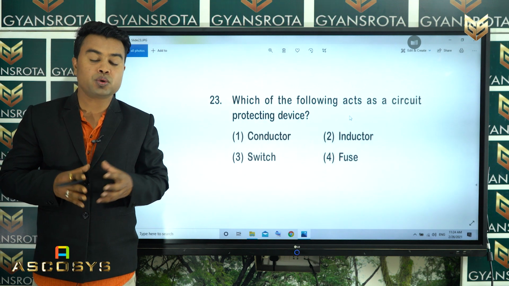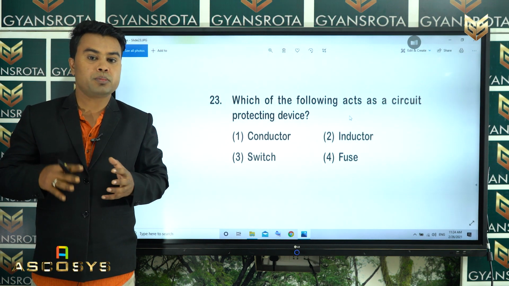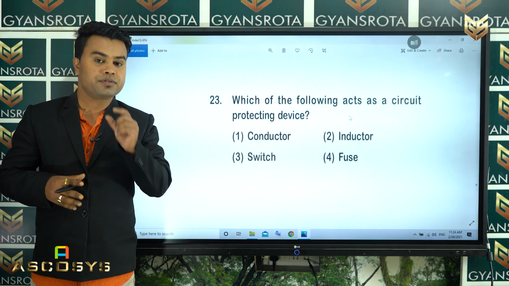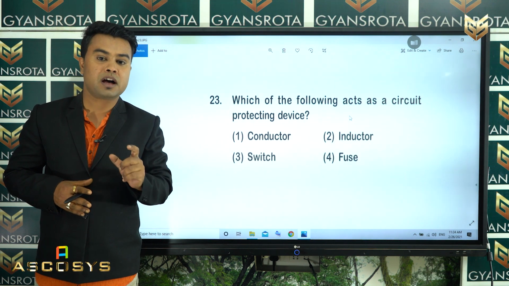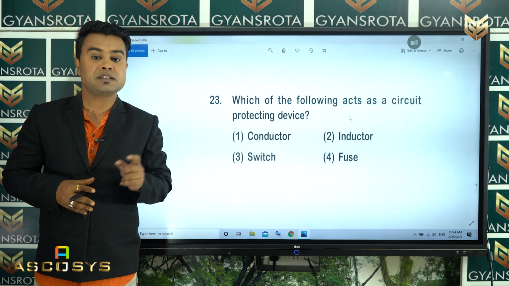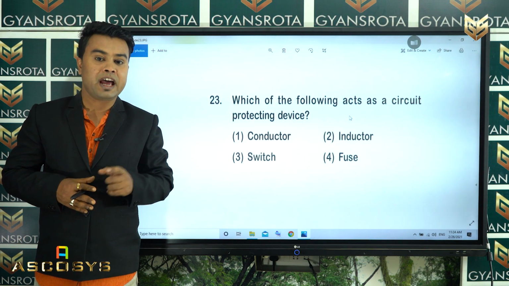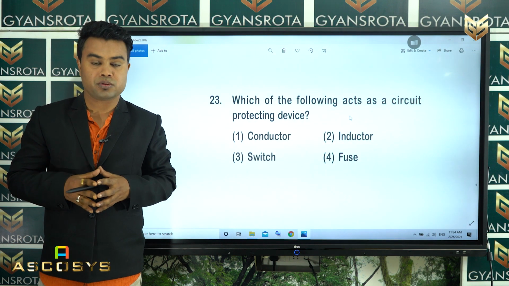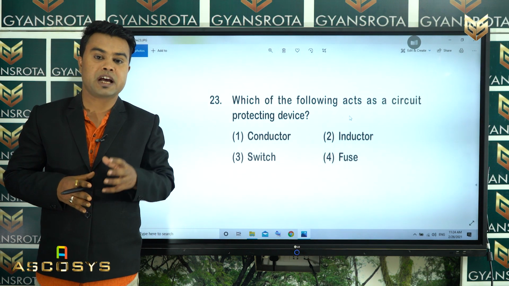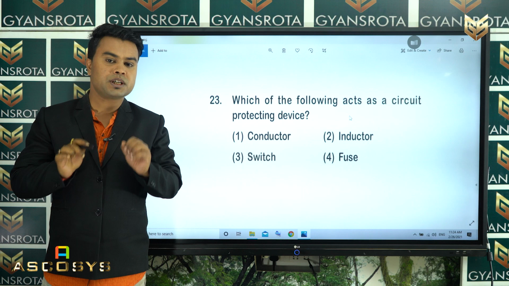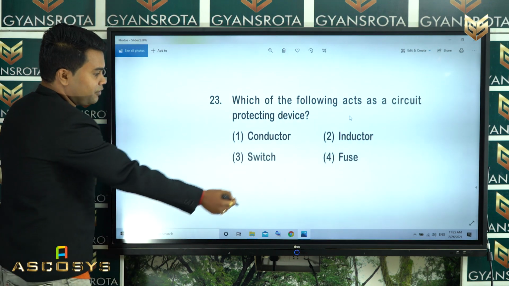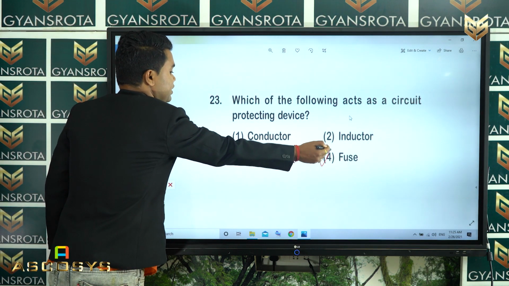What happens when there is too much load in your home, too much current flows in your home? The fuse wire breaks, right? That fuse actually helps us to protect. Otherwise the current too much will flow and you might catch fire in your house. So fuse is a device which helps us to protect the circuit. So the right answer will be option number 4, that is fuse. So option 4 is the correct answer.